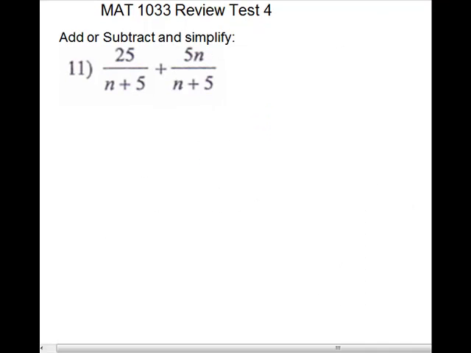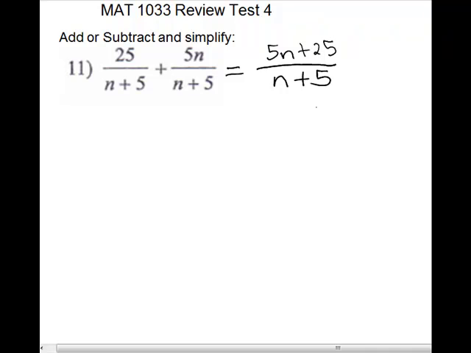For problem 11, we're adding fractions. These actually already have the common denominator, so we can go ahead and keep that common denominator, put it in the answer, and combine the numerators. But they are not like terms. I'm going to just put the variable term first.